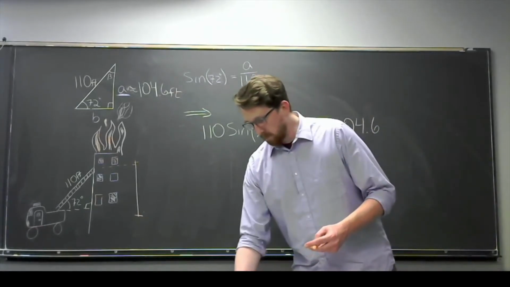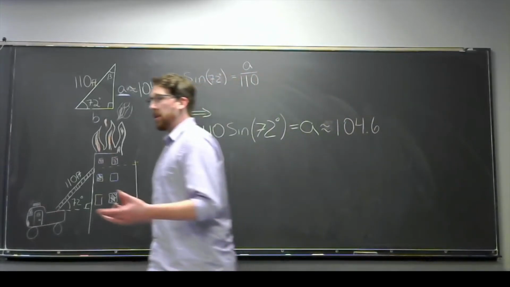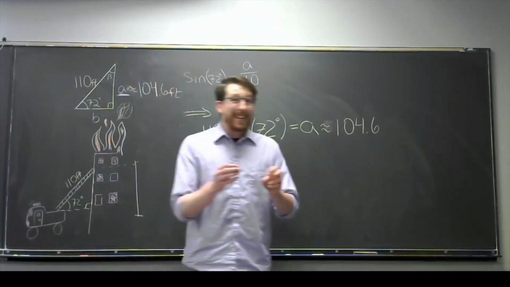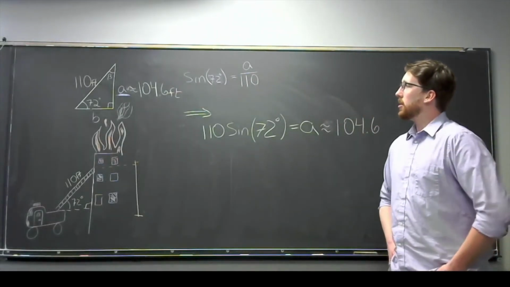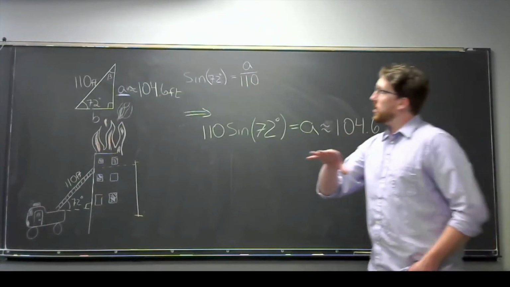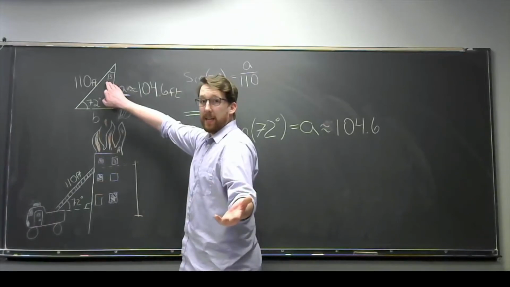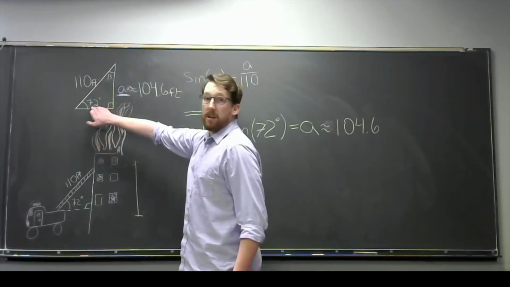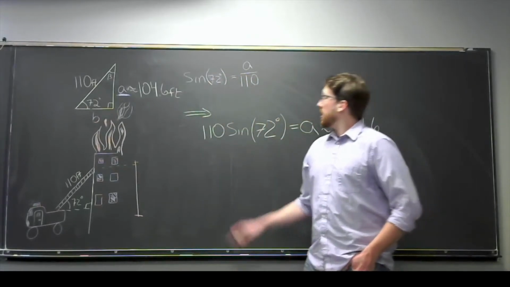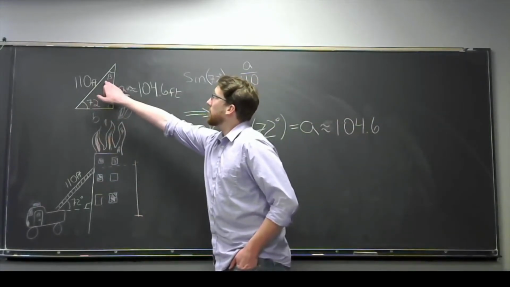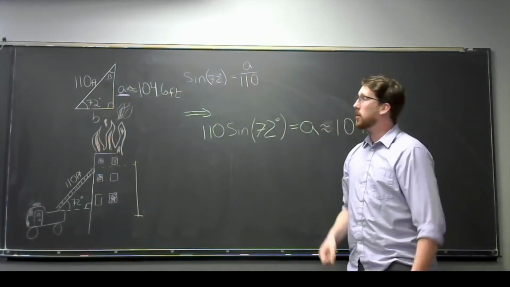So, before I go any further, I wanted to point something out. We didn't actually have to use 72 degrees. See, because we know this angle has to be 18, because 18 plus 72, that's up to 90. And instead of using this angle, we could have used that angle, in which case we would have had to use the cosine.